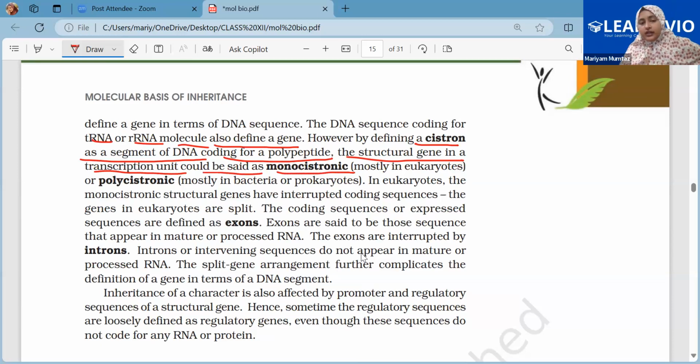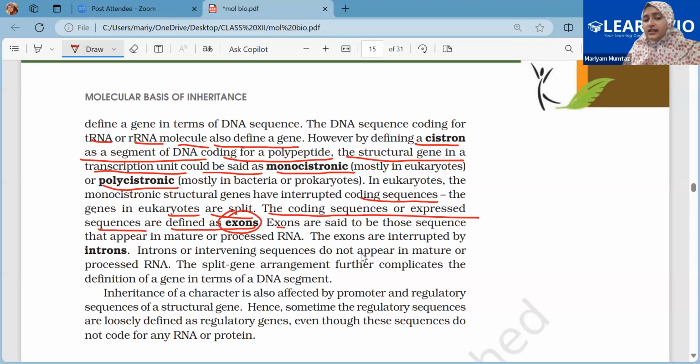So the type of gene, that is the structural gene in the case of eukaryotes, is monocistronic, and it is polycistronic in the case of prokaryotes, or mostly in bacteria. Now, in eukaryotes, the monocistronic structural genes have interrupted coding sequences. The genes in eukaryotes are split. The coding sequences or expressed sequences are defined as exons. These are the ones that actually code.